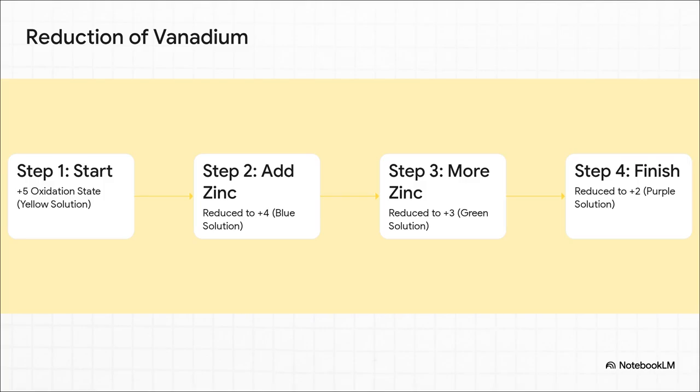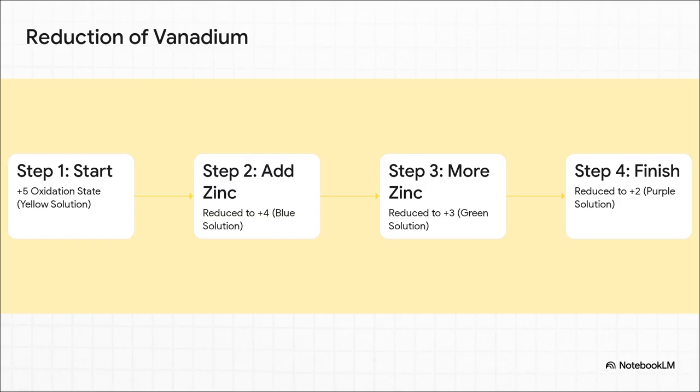And we can actually watch this transformation happen right before our eyes. If we take that yellow vanadium solution, that's the +5 state, and we add some zinc metal, we get to see this incredible cascade of colors. The zinc starts donating electrons, first turning the solution blue as vanadium gets reduced to the +4 state.